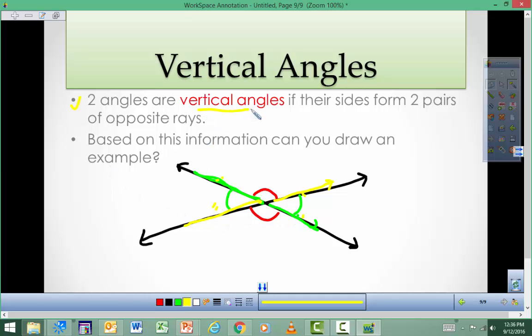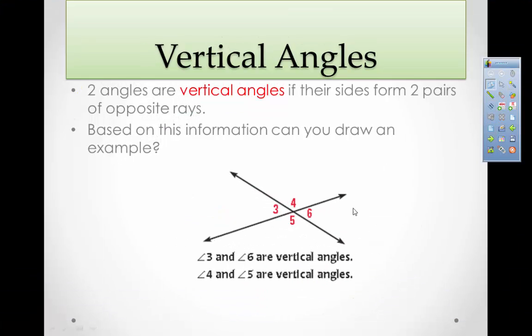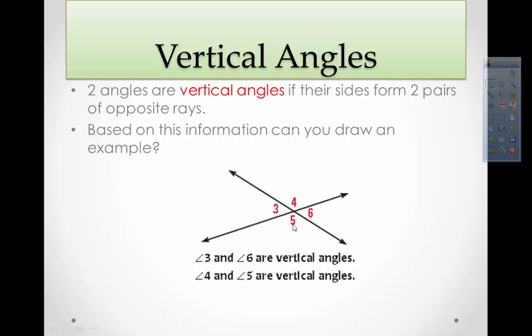Anyhow, you want to be able to recognize all of our special angles. We have 4 of them now. We have complementary angles, we have supplementary angles, we have a linear pair, and now finally we have vertical angles. So angles 3 and 6 are vertical angles, 3 and 4 are a linear pair, 4 and 5 are vertical angles, and 5 and 6 are a linear pair.